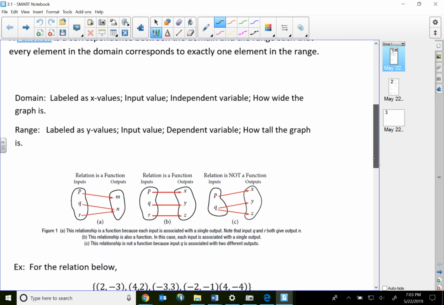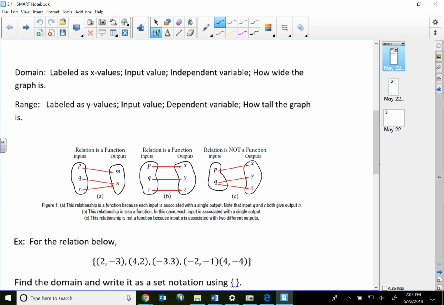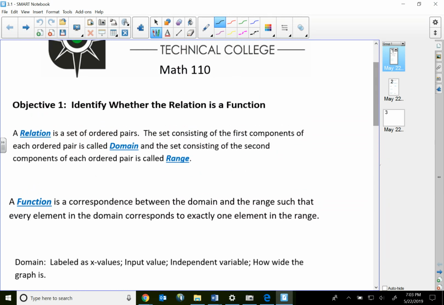So let's scroll down a little bit. Here I've got input, output, first component, second component, and part A, part B, part C of pictures. The first component is called the domain. The second component, to the right, is called the range. That's kind of vague, what the definition is saying.